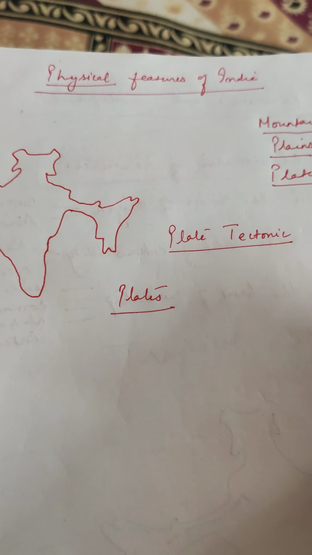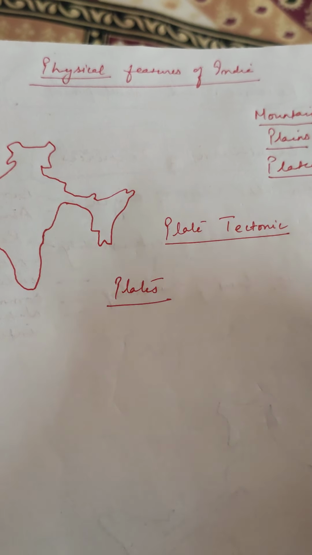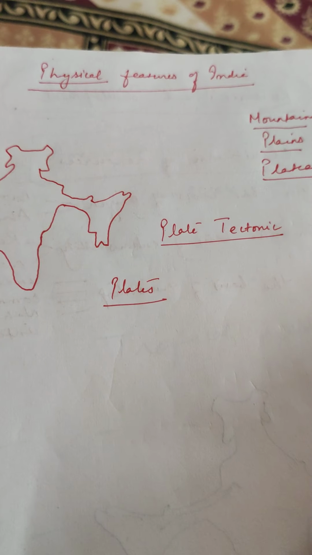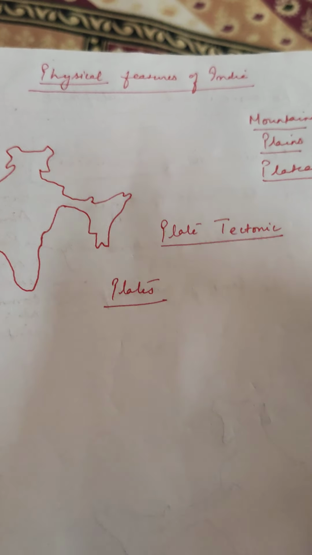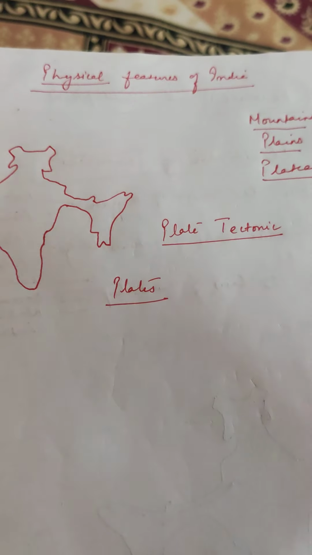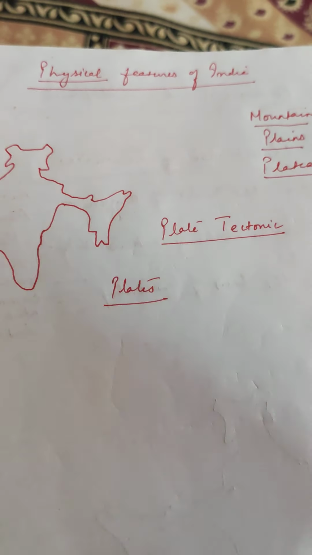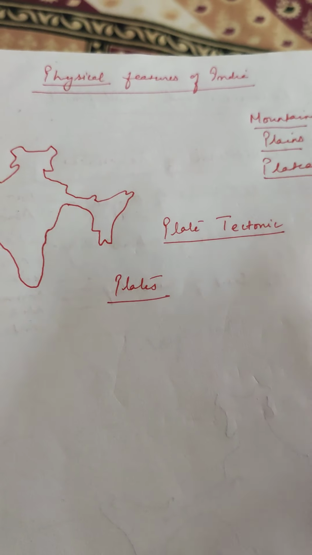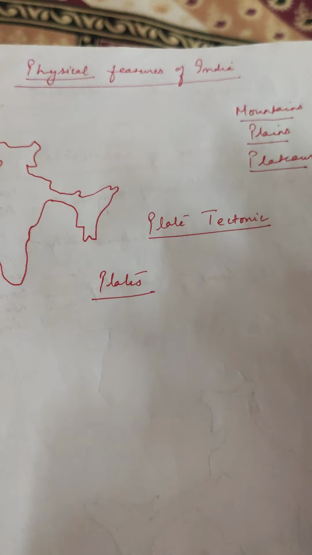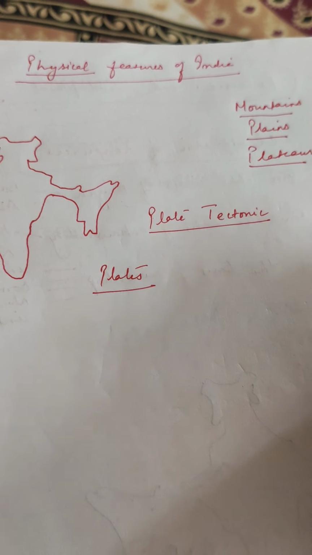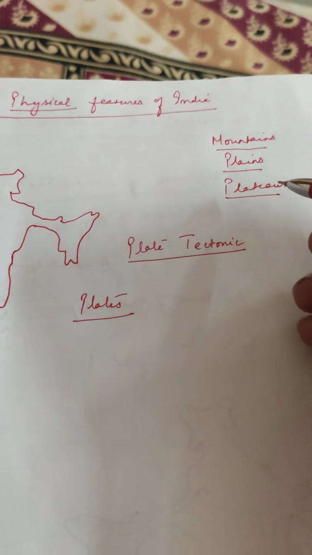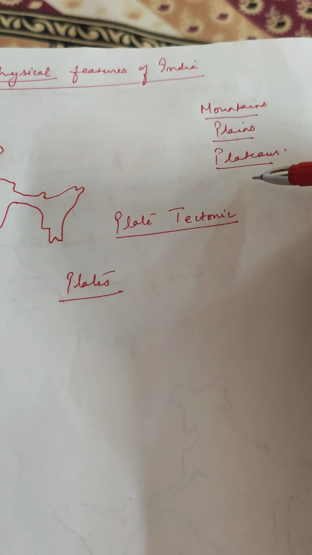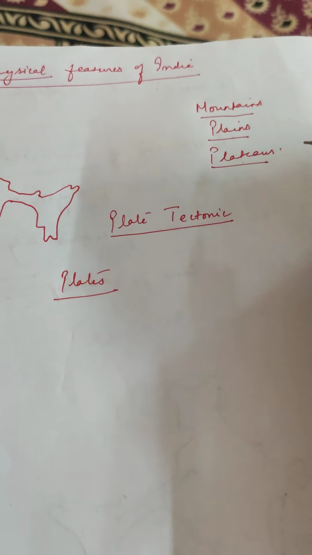Today we are going to understand about the physical features of India. After understanding the location and size of the country, it is now very important for us to understand the physical features of our country. Now what is a physical feature? Any natural feature on the surface of the earth is a physical feature. Usually, the physical features we see on the surface of the earth are the various landforms, and basically we have three prime landforms: mountains, plains and plateaus.